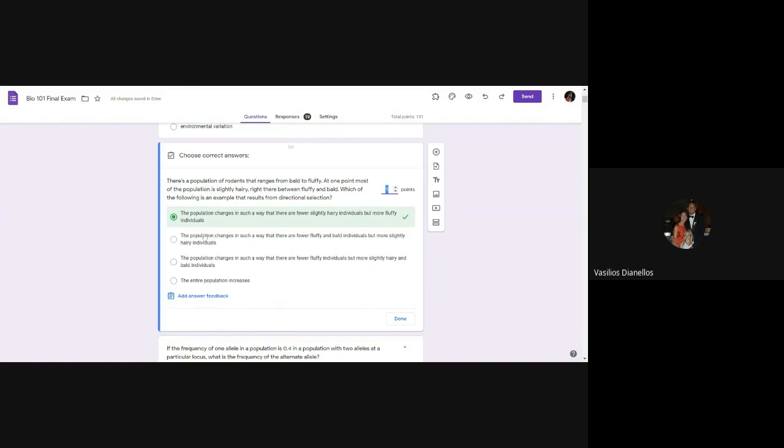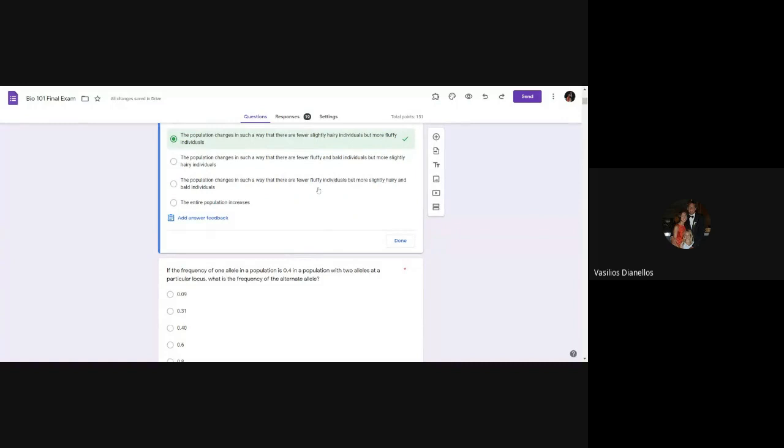The population changes in such a way that there are fewer fluffy and bald individuals, but more slightly hairy individuals. That is incorrect, right? In that case, you're getting fewer of the extreme, but more of the middle. And that is stabilizing selection, right? When you get fewer of the extreme phenotypes, but get more of the middle phenotype, that would be stabilizing selection.